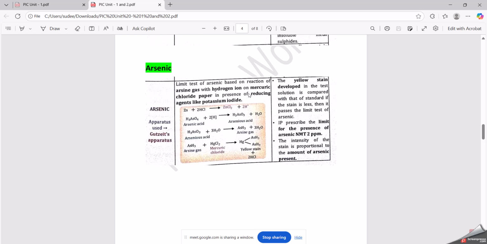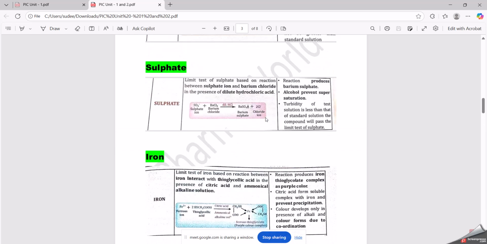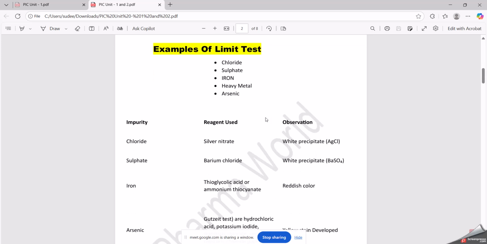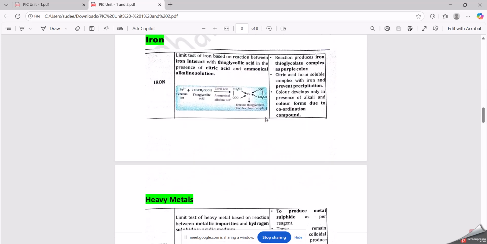It will produce a yellow stain. The stain in the test solution is compared with the standard. If the stain is less, then it passes the limit test of arsenic. So these are the five important limit tests. You can expect one question for sure out of these five limit tests.